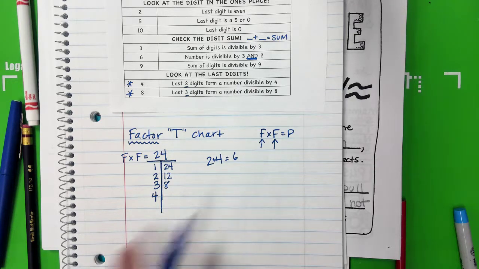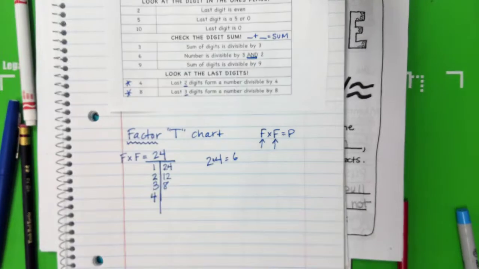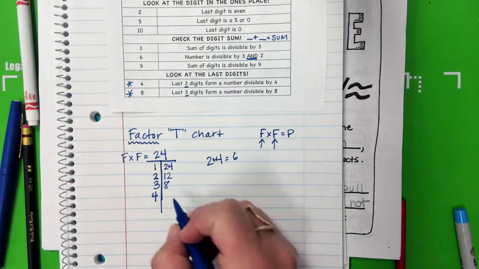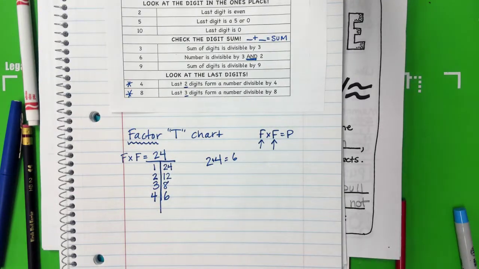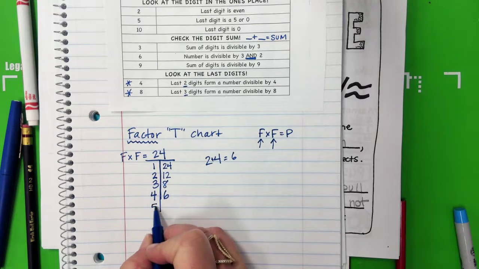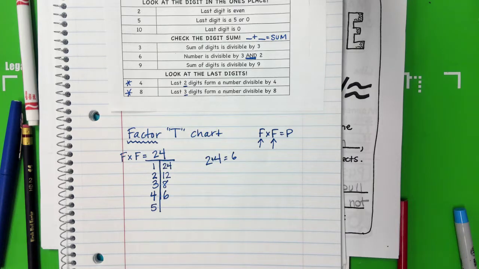So that's just one of those you're going to have to just divide. Okay? All right, so going back to 4. Is 24 divisible by 4? Yes. How many times? 6. Excellent job. Okay? Now the number 5. Is 24 divisible by 5?